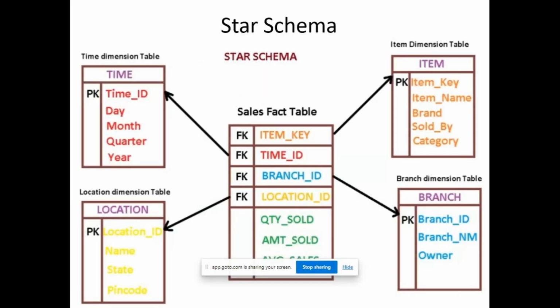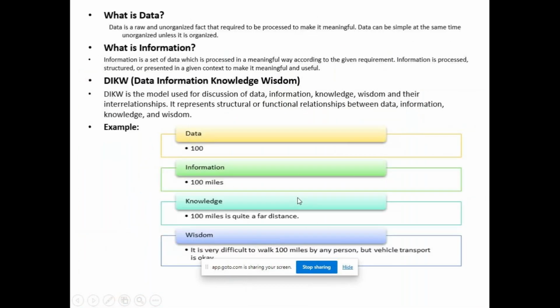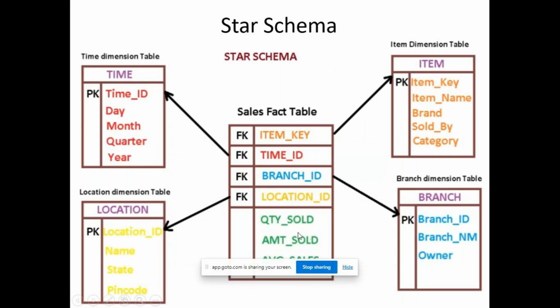Coming to this, what is a dimension table and what is a fact table? A dimension table contains descriptive information or master data. The fact table contains numerical values and foreign keys of the dimension table. Numerical values means quantity sold, amount sold, average of sales, and we also get the foreign keys of the dimension table.